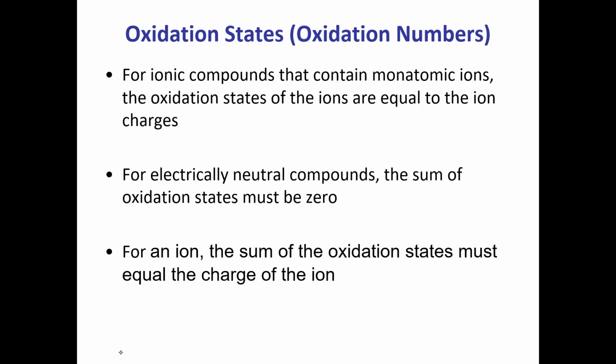In an ionic compound, we assign the oxidation states based on what their charges would be on the periodic table. For something that's a neutral compound, the oxidation states have to add up to 0. And if they are an ion, the oxidation states has to equal the charge of the ion.